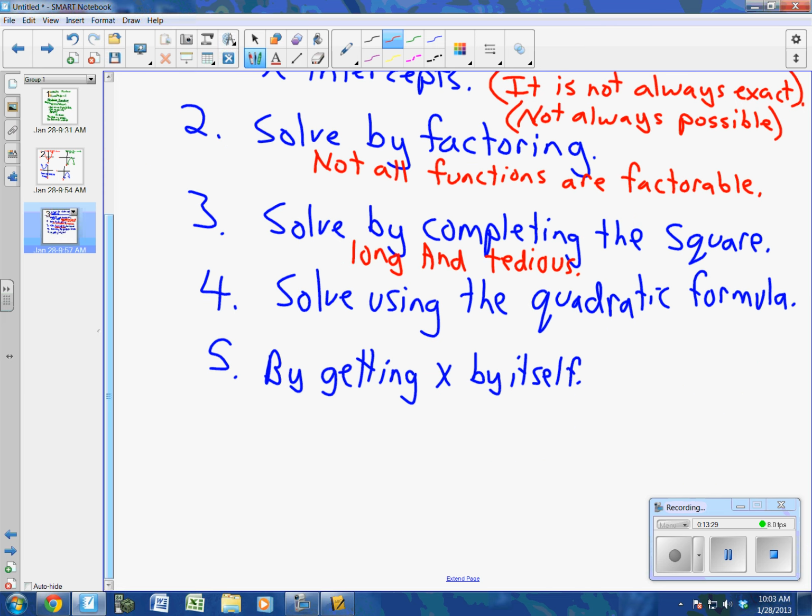Okay, number 4 can always be used no matter what. That probably doesn't make sense, no matter what, but you guys all know what I mean, right? And the 5th way, not always possible.